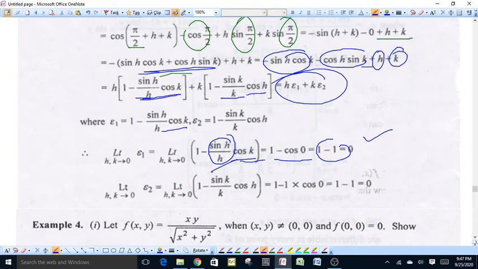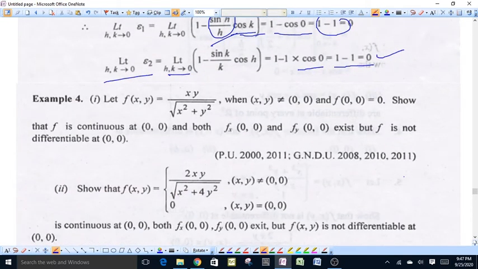Now the limit of ε2 when h and k approach 0 will be equal to the limit as h, k approach 0 of 1 - (sin k / k) cos h. This will be equal to 1 - 1 times cos 0, which is equal to 1 - 1 equals 0. ε2 also approaches 0 as h and k approach 0. This means ε1 and ε2 approach 0 as h and k approach 0 independently. This means the function is differentiable at the given point (π/4, π/4).